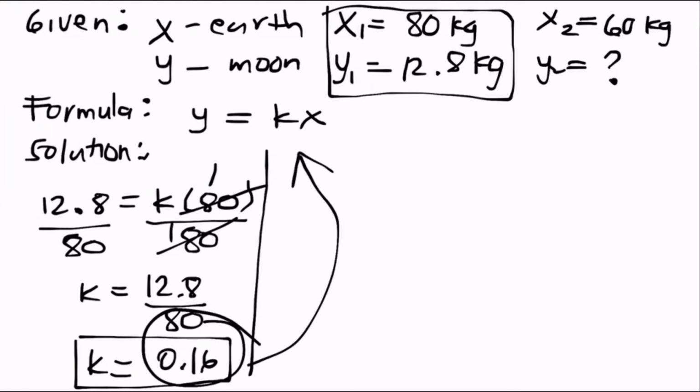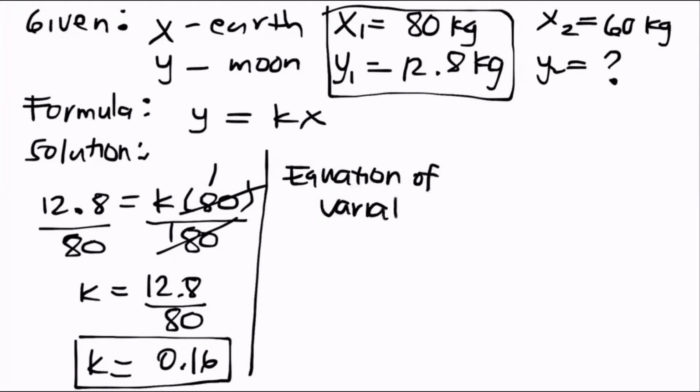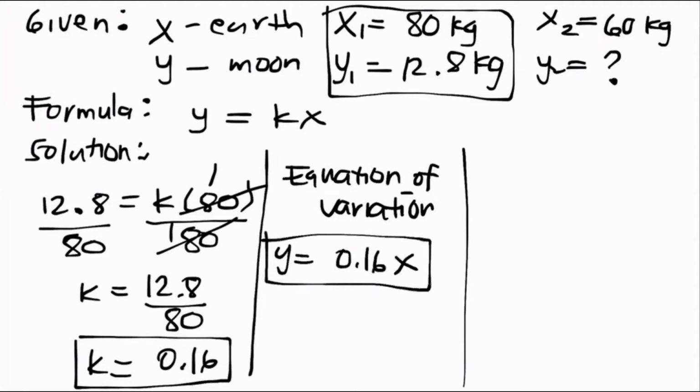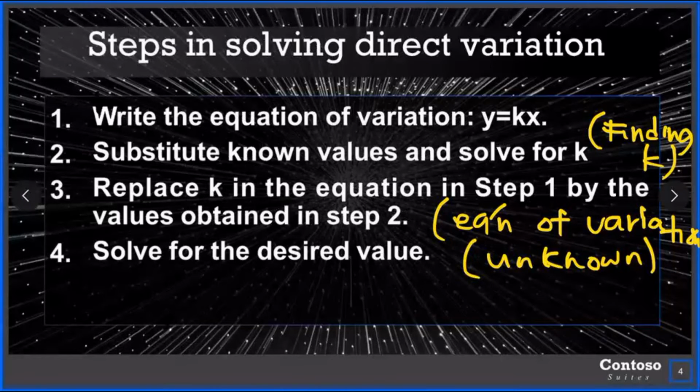Just the value of k, so hindi na po natin ilalagay muna yung value ng x and value ng y. So let us emphasize it by writing the equation of variation. Once again, we will just substitute the value of k to the formula. It will become y is equivalent to 0.16x. Therefore, this is our equation of variation. And next, we will now proceed to step number 5, solve for the desired value.